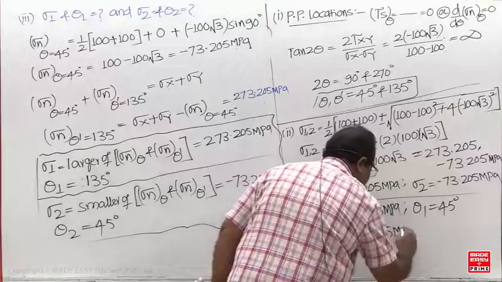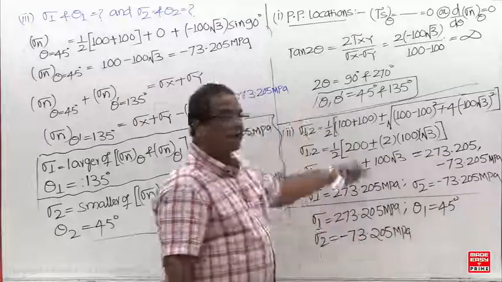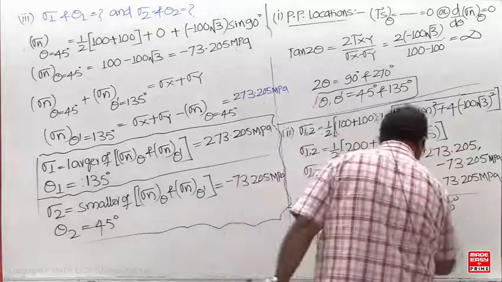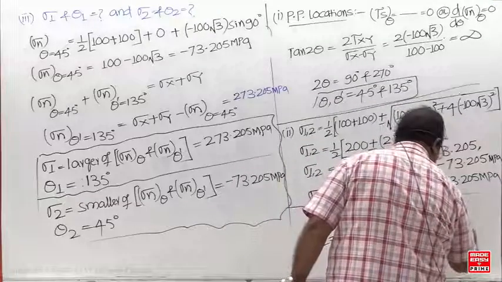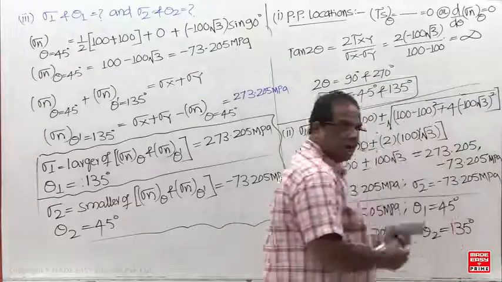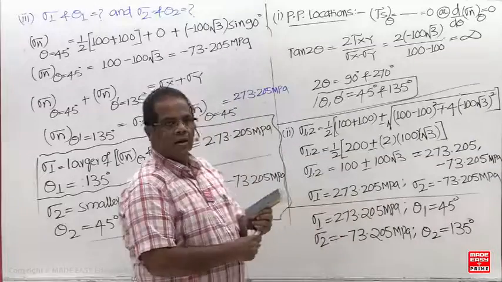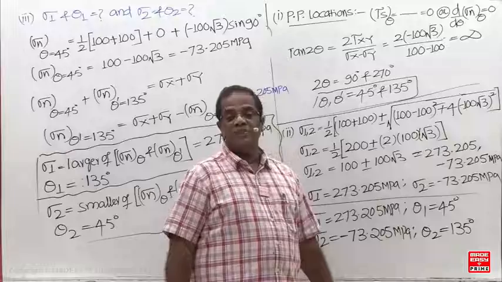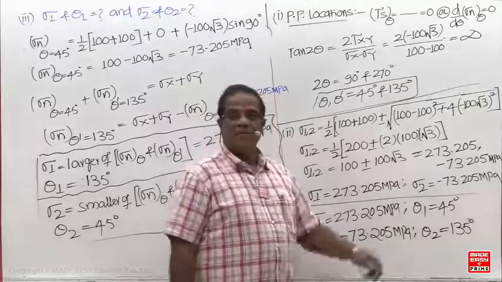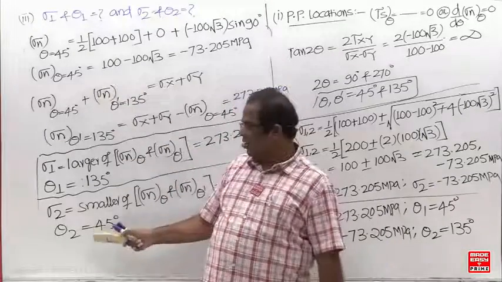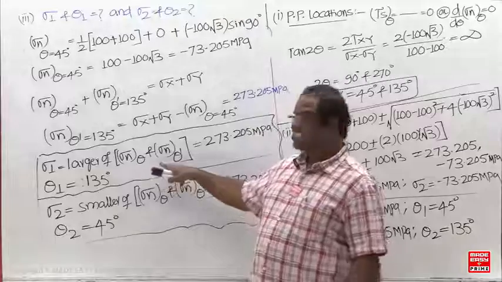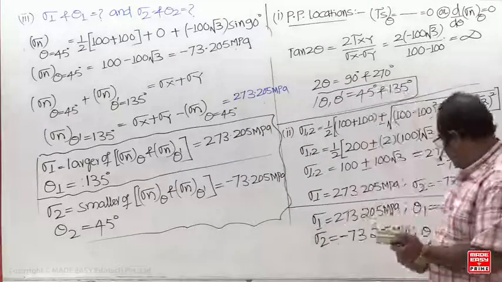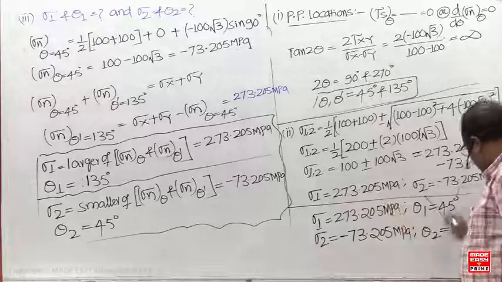Already some of your friends are asking, sir, why do you have to do all this? Can you give the answer directly? Why do you need all this? It's incorrect. As per this one, what are you getting? Tensile stress maximum at 45 degrees, compressive stress maximum at 135. But if you use this, tensile stress is maximum at 135 and compressive stress maximum at about 45 degrees. So this is incorrect.